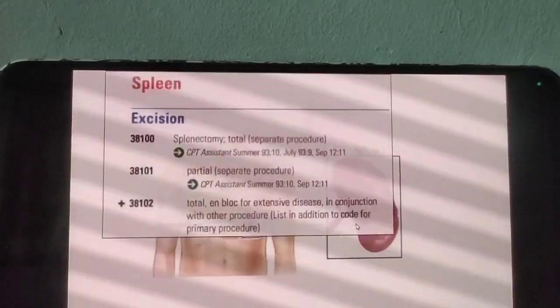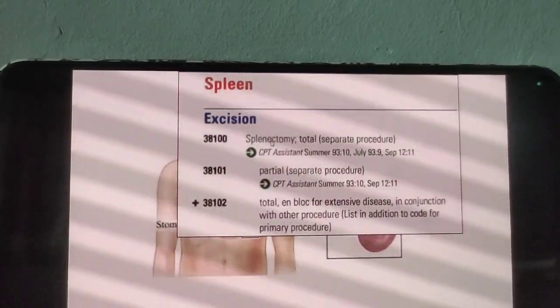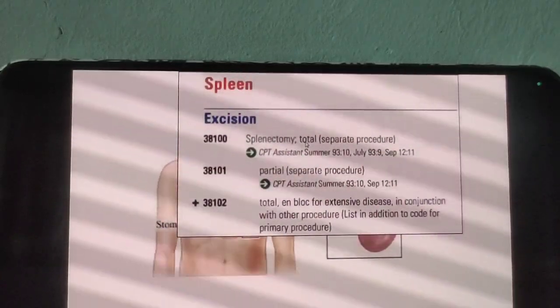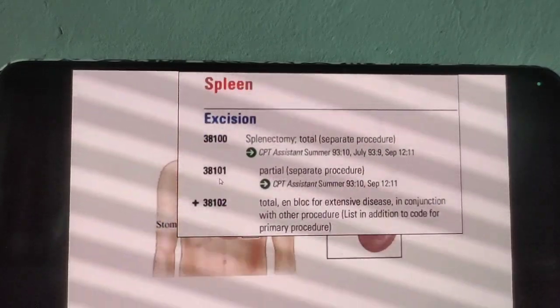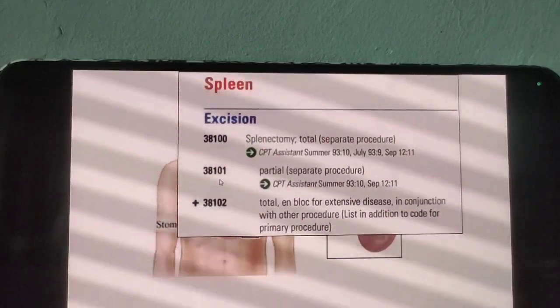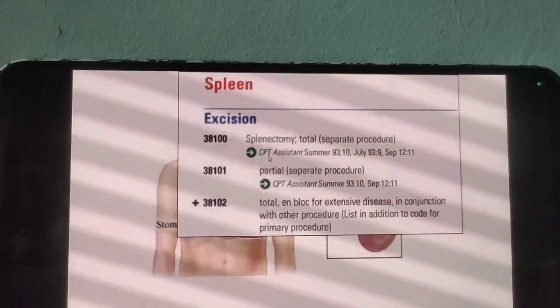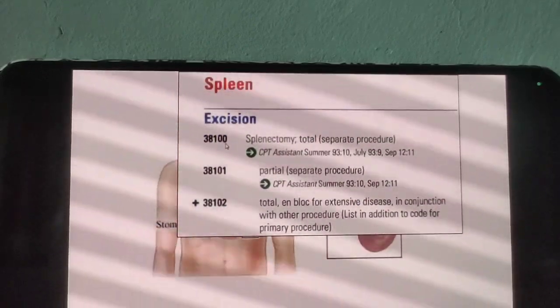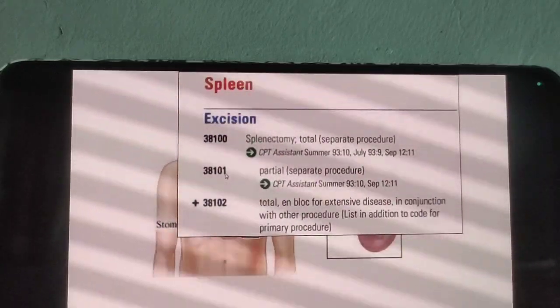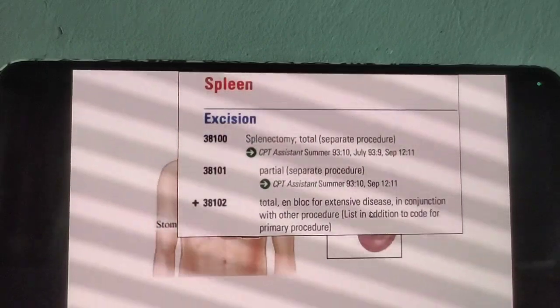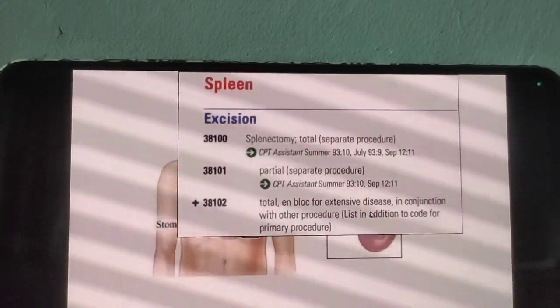Next, splenectomy. Removal of spleen. For total removal of spleen, 100. Partial removal of spleen, 101. Now, what is the meaning of 102?